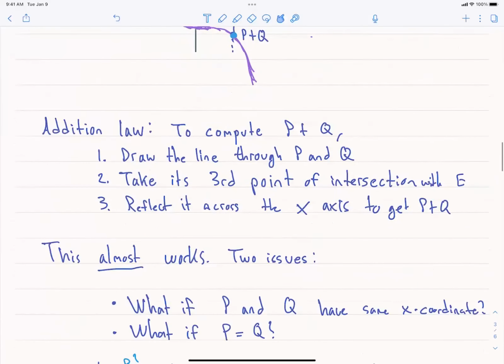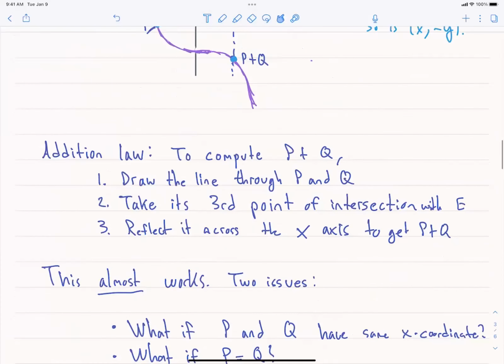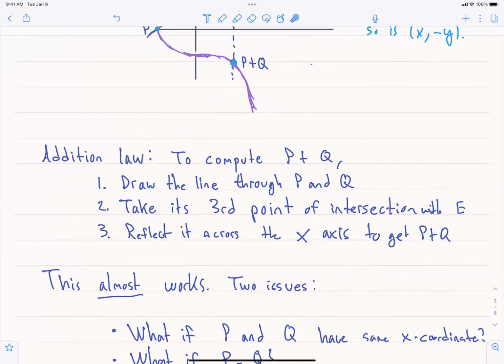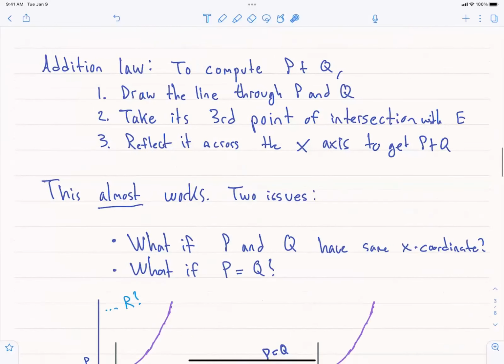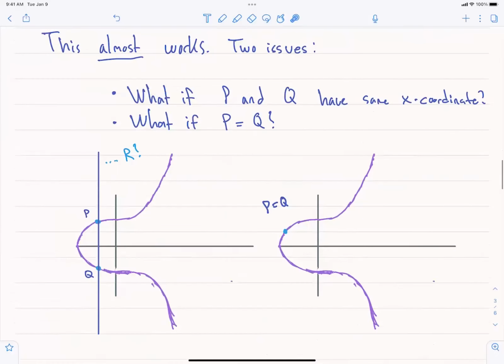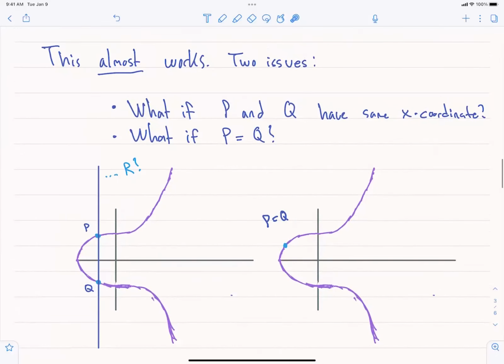So what are these two issues? Well, I said we're going to take the third point of intersection of this line with our curve. But what if there aren't three points of intersection? In class, we'll explain why there are always at most three points. But you can just write down some examples where you can see that there aren't three points. If I take P and Q to have the same x coordinate, so they're lying on a vertical line, and I draw the line between them, this vertical line doesn't intersect the curve anywhere else. So that's one problem.